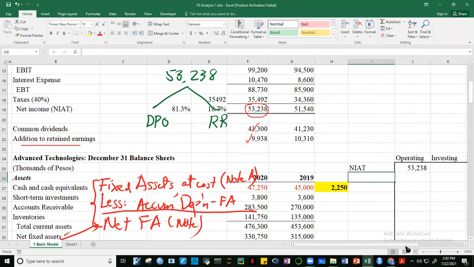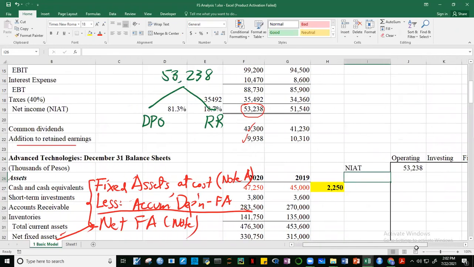Kasi ang ginagawa natin guys, cash flows eh. So hindi pa pwedeng 53,238. Kailangan i-convert natin yan into cash. What do we do with this? Anyone, guys? Okay. Yes. Thank you, Marion.